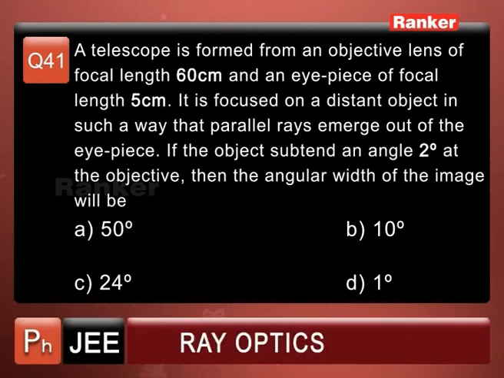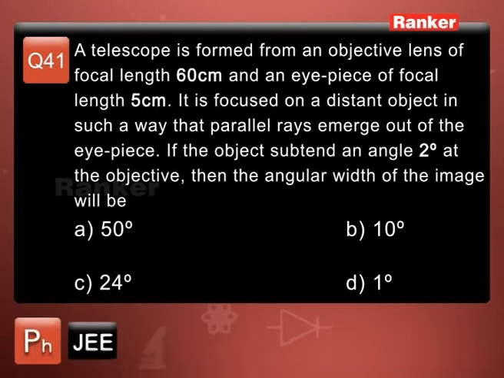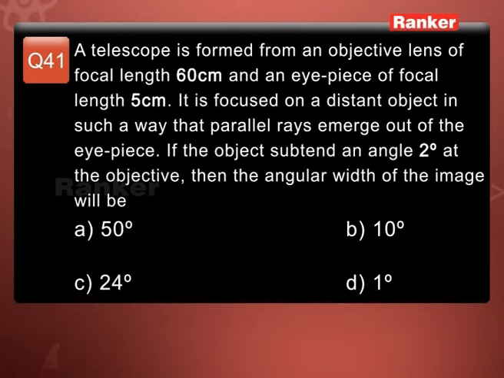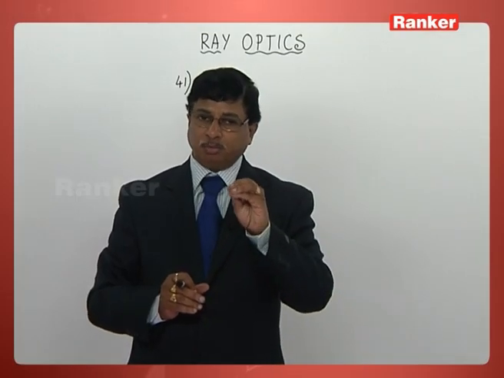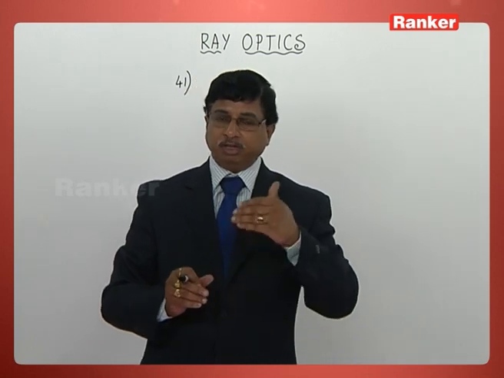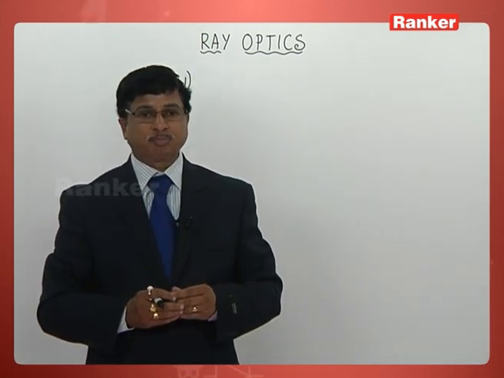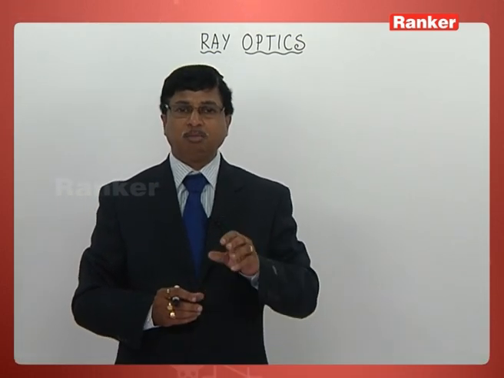Fine. If the object subtends an angle 2 degrees at the objective, then the angular width of the image will be how much? The options are given this way: 50 degrees. The second option is 10 degrees. Third option is 24 degrees and fourth option is given as 1 degree. One should understand a simple point here. Whenever we consider a telescope or a microscope, in most of the cases we people used to calculate angular magnification only.